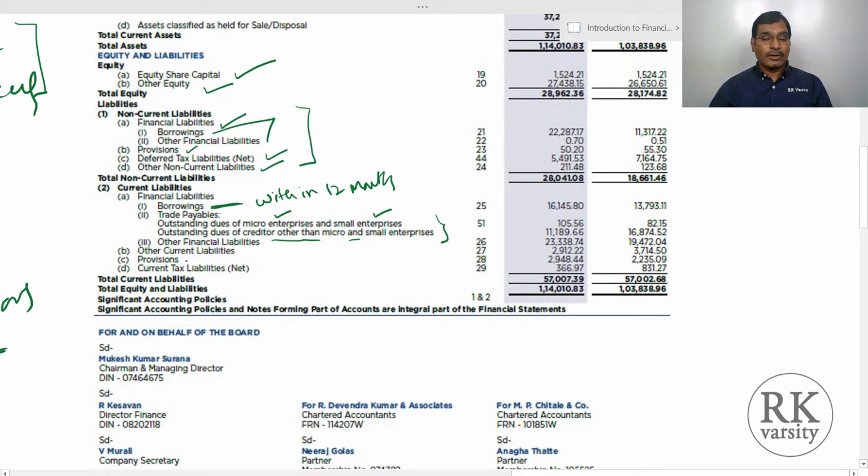Here we also have provisions, which are in the nature of a contingent liability. We are not sure whether this provision has to be paid or not. Then current tax liabilities that we have to pay. So these are all examples of our current liabilities.